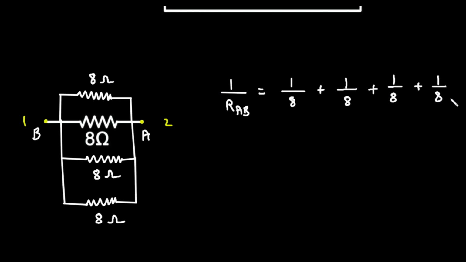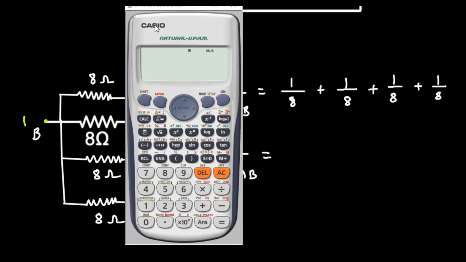Now since all the resistors are connected in parallel, so it will be 1 upon RAB is equal to 1 upon 8 plus 1 upon 8 plus 1 upon 8 plus 1 upon 8. Now since there are total 8 resistors, and all the values are same, that is 8 ohm, 8 ohm, 8 ohm and 8 ohm. So therefore 1 upon RAB is equal to this much. Now let's simplify this.